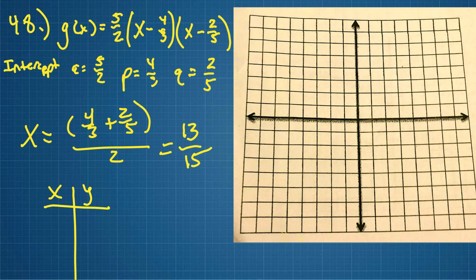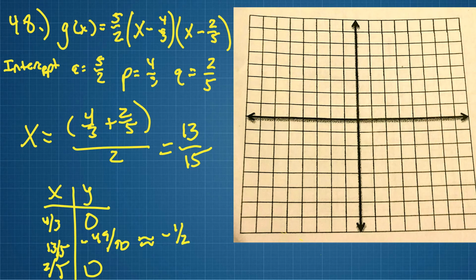13/15? That's alright. I'm not really worried about it. It's going to be in the middle. I'm going to put 4/3 up top. I'm going to put 2/5 below. I already know 4/3 and 2/5 is 0, so the only one I have to plug in is 13/15. So that one gets really messy when you plug in 13/15. You get negative 49/90. But that's okay, because that's really close to negative 1/2.